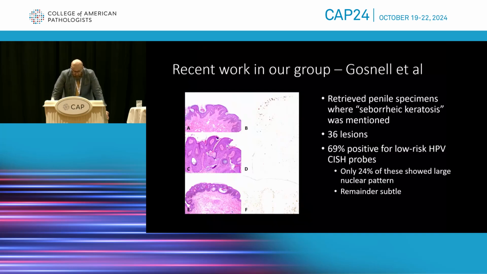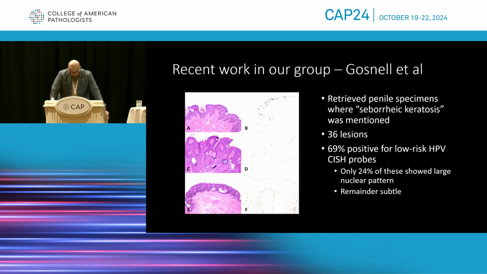So looking at this concept of condyloma that resembles seborrheic keratoses, we recently studied this in our group with one of the trainees in our program. We pulled out penile specimens where the term seborrheic keratosis was mentioned somewhere. Either it was a seborrheic keratosis or the differential seborrheic keratosis was mentioned. And we did chromogenic in situ hybridization for low-risk HPV subtypes and found that almost 70% of them were positive for low-risk HPV.